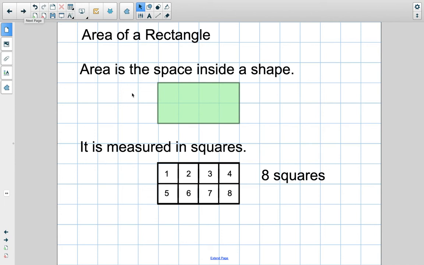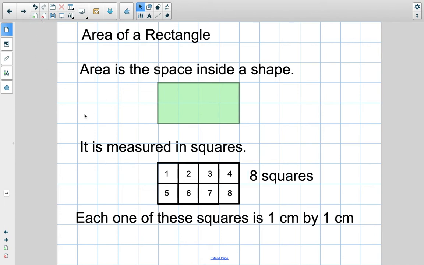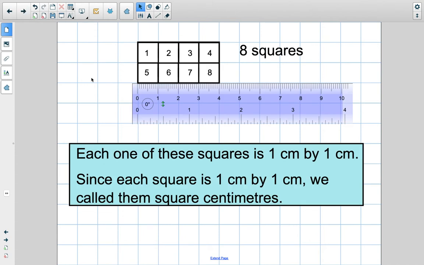So you'll notice that I'm using centimeter grid paper here. These are 1 by 1 centimeter squares. I mean, it's virtual, so let's just pretend. But if I use my ruler there, you can see that it is 1 centimeter wide. So we are in fact using squares for this particular lesson that are 1 centimeter wide and 1 centimeter tall. Each one of these squares is 1 centimeter by 1 centimeter, and since each square is 1 centimeter by 1 centimeter, we call them square centimeters.